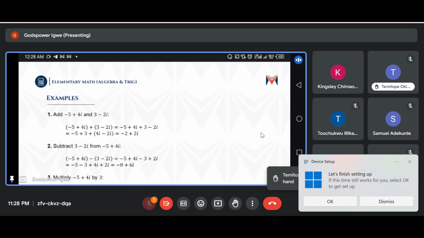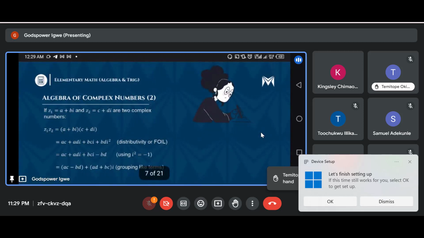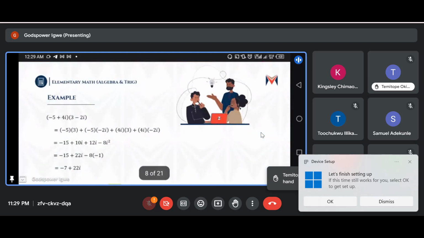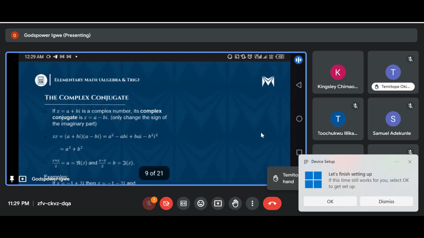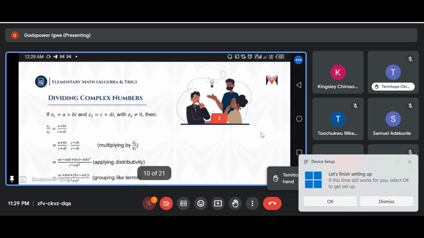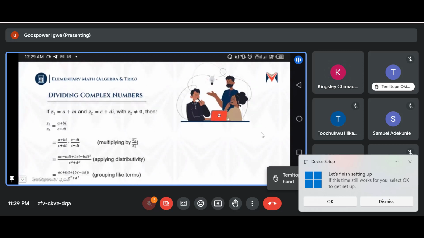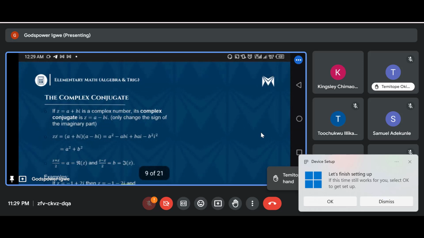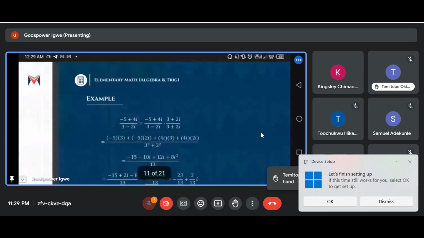This is minus 5 plus 4i, then plus 3 minus. All these things we can solve, they're not difficult. It's normal simplification that we normally do already. So complex numbers. Example, complex conjugate. Where we were adding rational numbers, when we are dealing with rational numbers, this is how we did this other part too. Dividing complex numbers is similar.